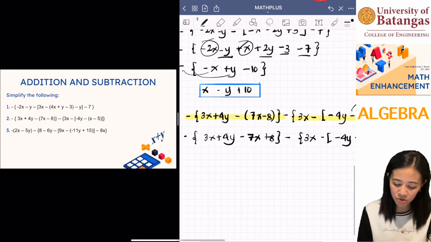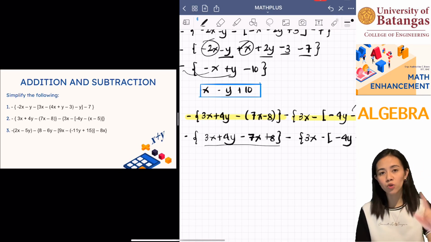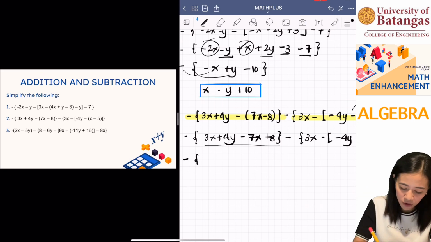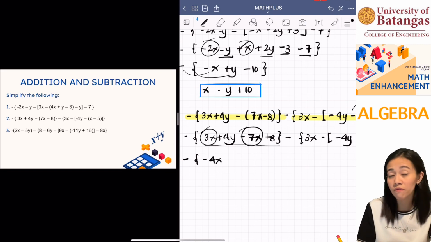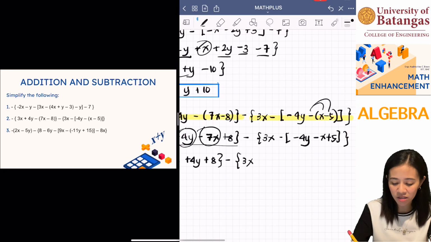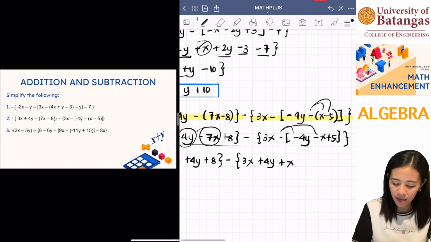And then, we simplify those in brackets. Pero, at the same time, pwede mo na rin namang i-simplify ito kasi isa na lang naman yung grouping symbol niya, which is the brace. So, that would be negative of, so I'll have 3x minus 7x. So, that would be negative 4x. I do not have any similar term with y. So, I'll have plus 4y. Okay, plus 8. Minus braces, 3x. And then, I'll remove the brackets by distributing the negative sign ulit. So, that would be negative, negative, positive 4y. Okay, and then positive x. And then negative 5. Di ba?